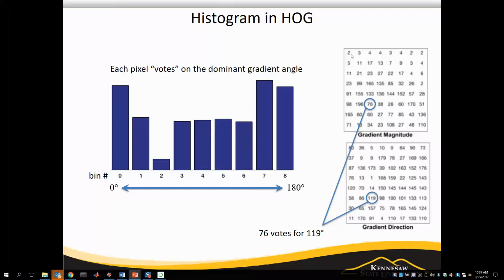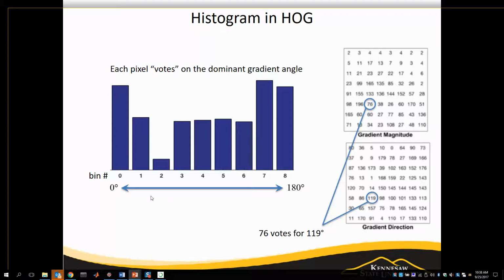Okay, they don't get much of a say because they don't have strong gradients. You also notice that the angles are only between 0 and 180 degrees. Basically, they take away the sign. If it's this way or that way, it's the same direction. We don't care which direction it's increasing. And so you build this histogram out of how many votes each position gets.